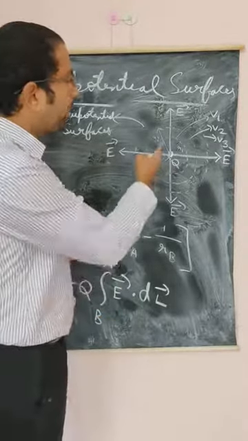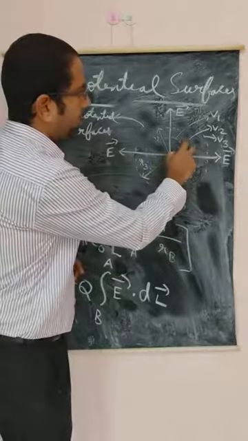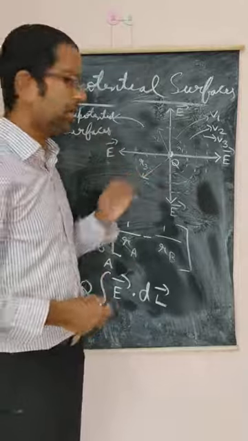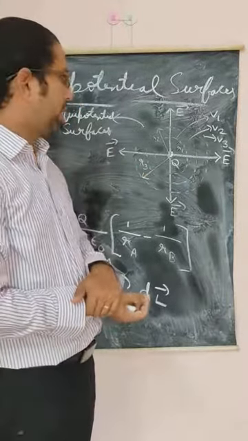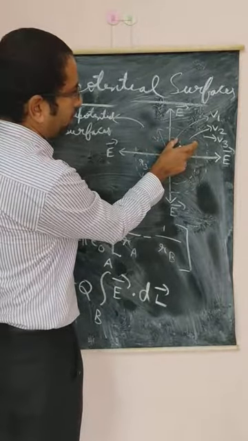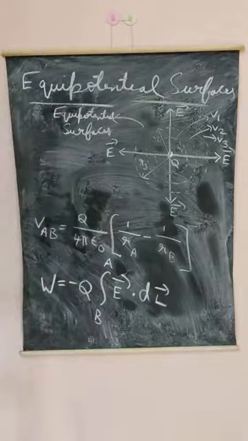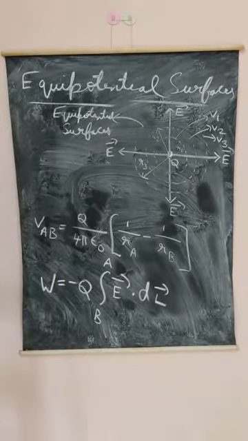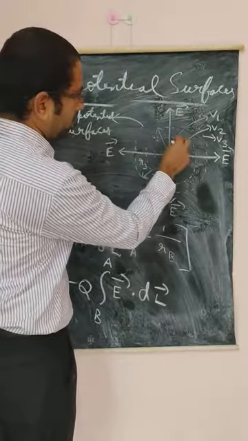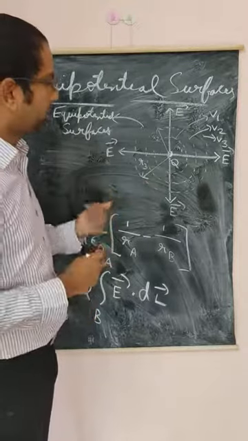Now let's talk about three circles, three imaginary circles obviously. One has a radius R1, another has a radius R2, and the third one has a radius R3. Now, if you are taking the potential between these 2 points, this is called one equipotential surface. Let me tell you exactly what an equipotential surface is.